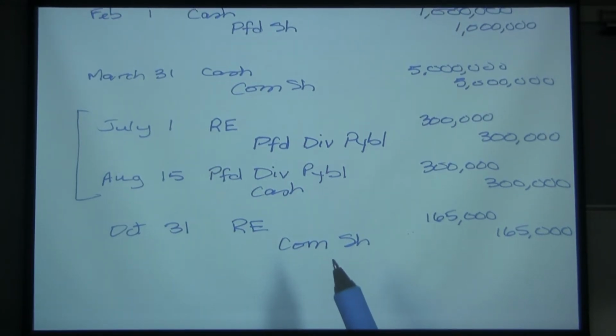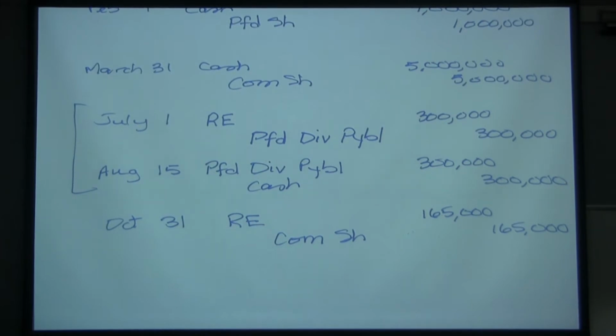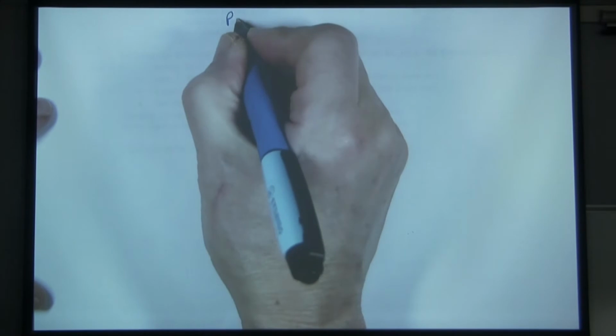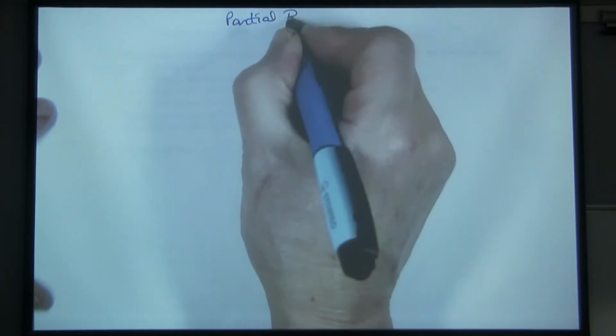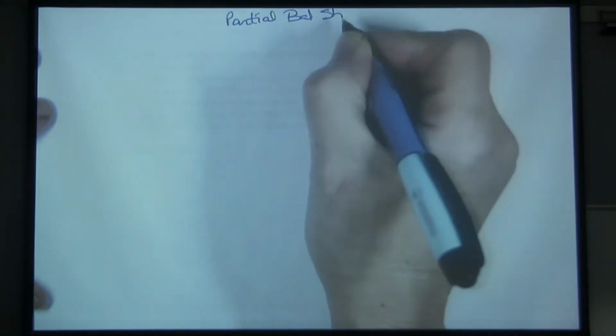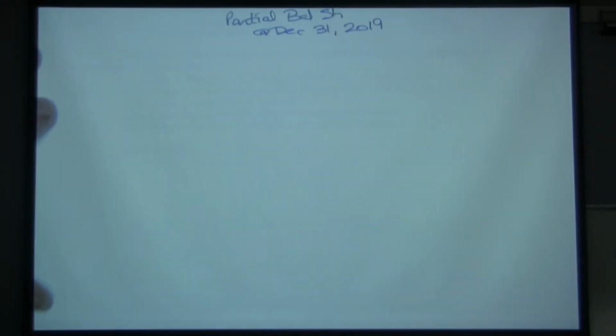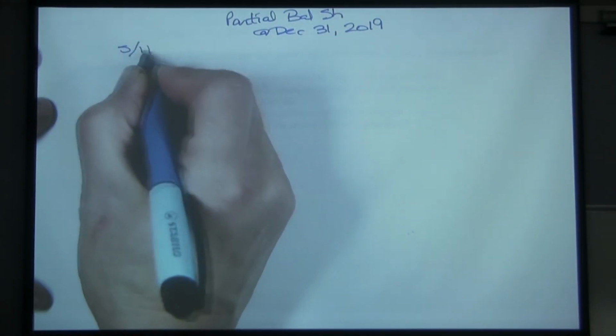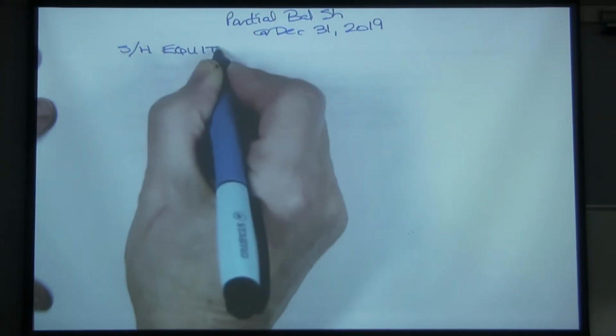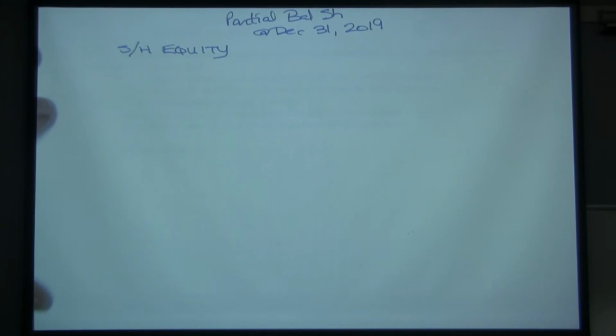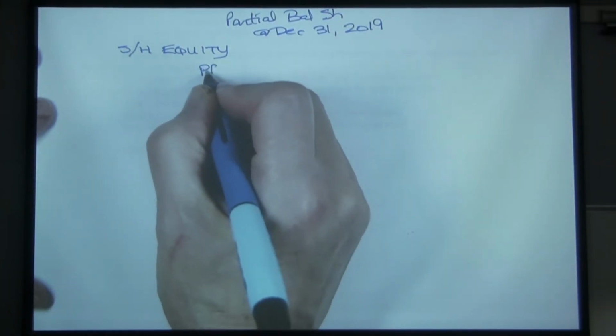But let's carry on and move on to how we sort out the updated balance sheet for this one. So I'm going to write the new balance sheet directly below here. You don't absolutely have to write this part, but we'll call this partial balance sheet. This is at December 31st, 2019, so a year later. So this is our shareholders' equity section of the balance sheet, and we have our preferred shares.